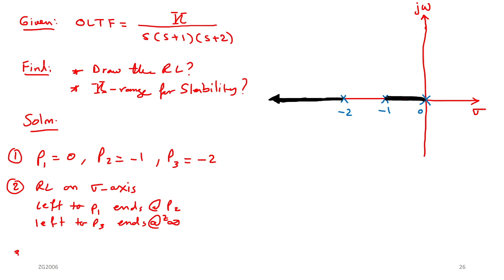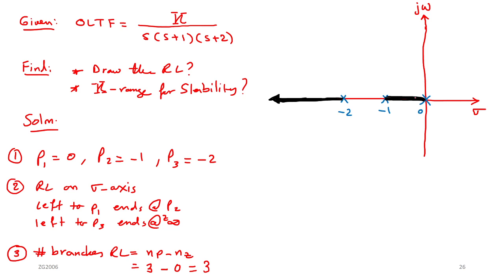Number 3, also a very interesting and easy rule. The number of branches of the root locus equals the number of poles minus the number of zeros. So how many poles do we see here? 3. How many zeros do we see here? None. So how many branches must we have? 3. Already we have 1 branch, so we need to draw 2 more branches.